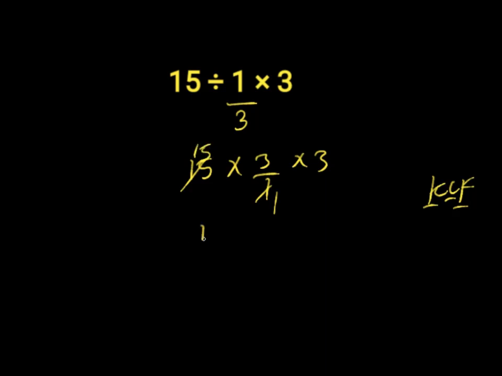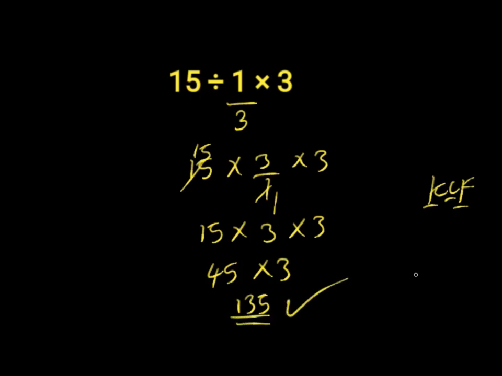Then we have 15 times 3 times 3. Now we are going to move from our left to our right. 15 times 3 will give us 45. Then we have 45 times 3. 45 times 3 will give us 135. 135 is the right answer to this question.